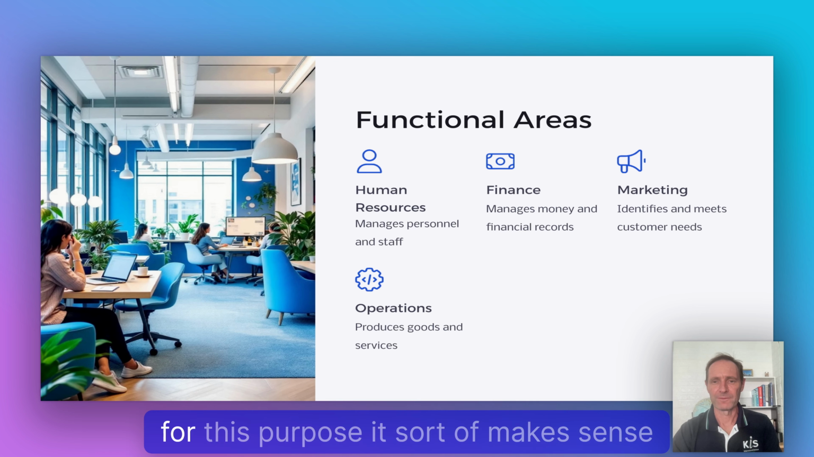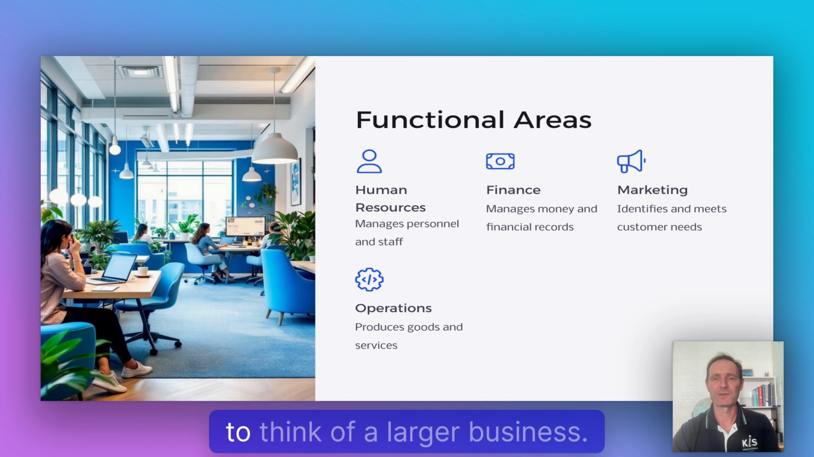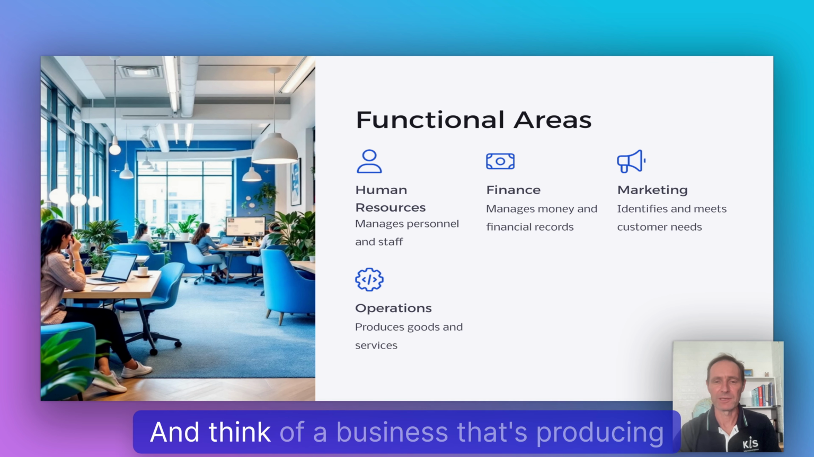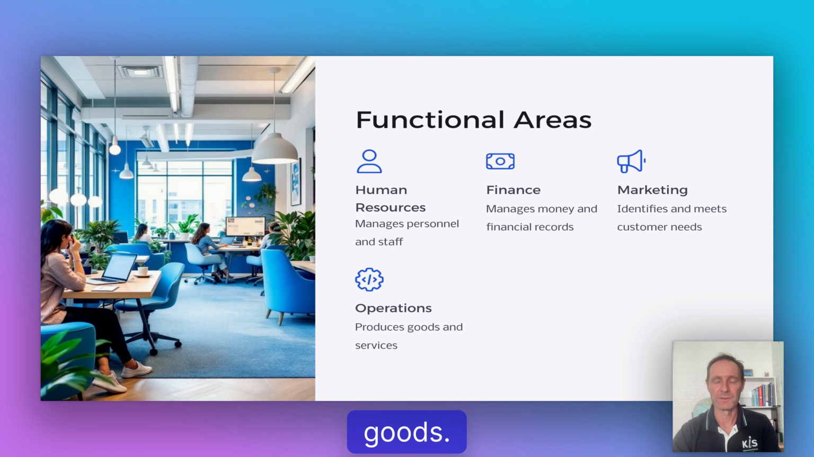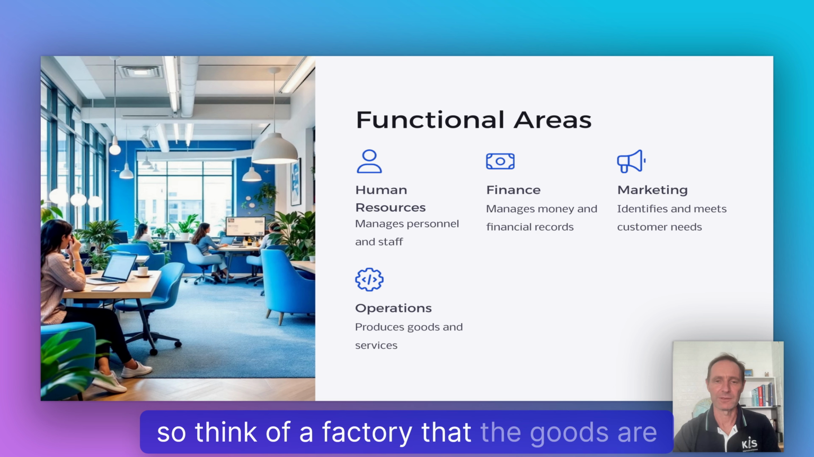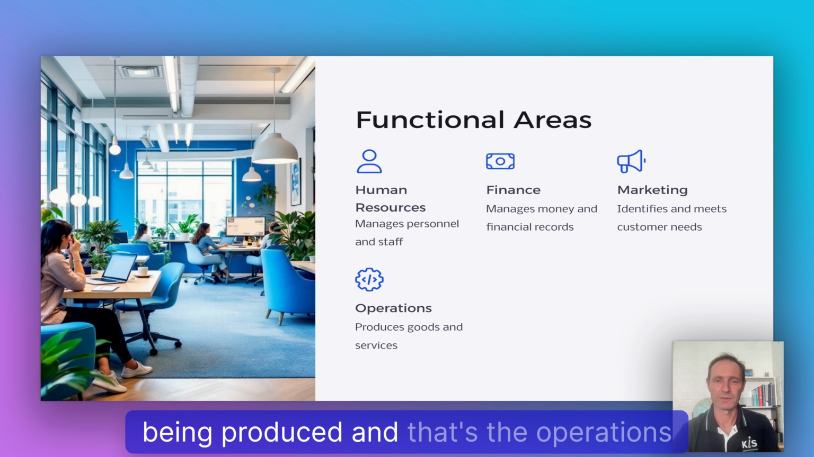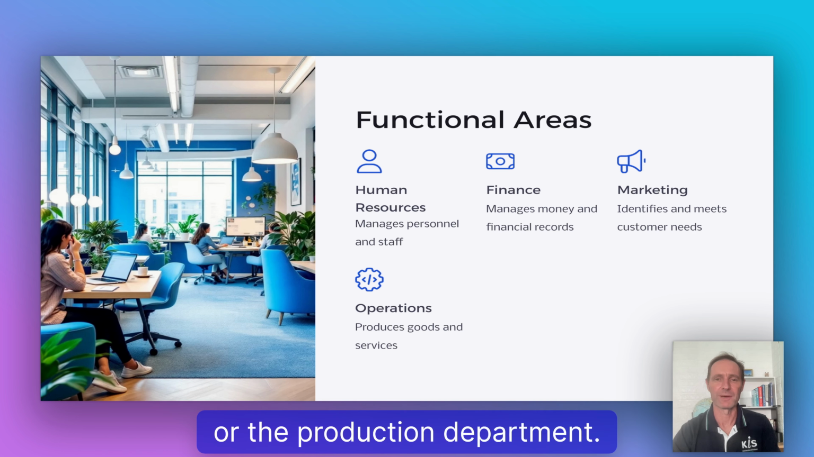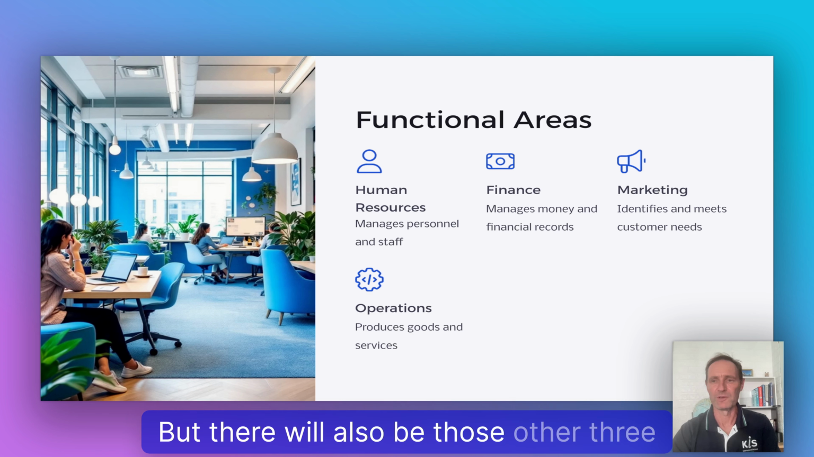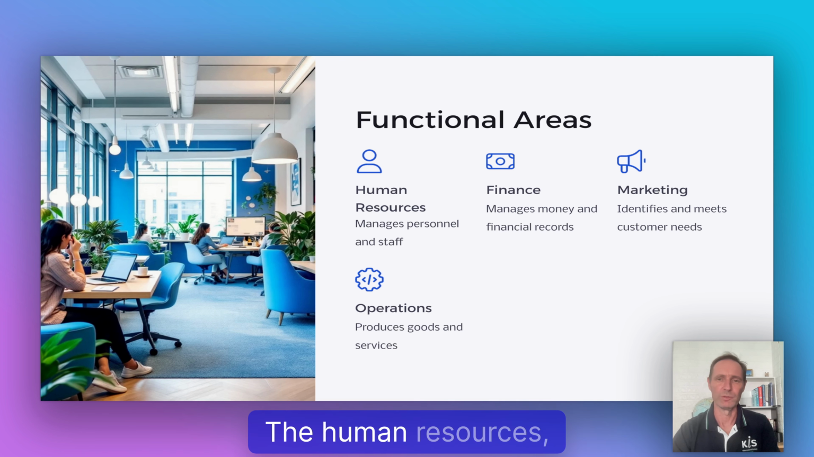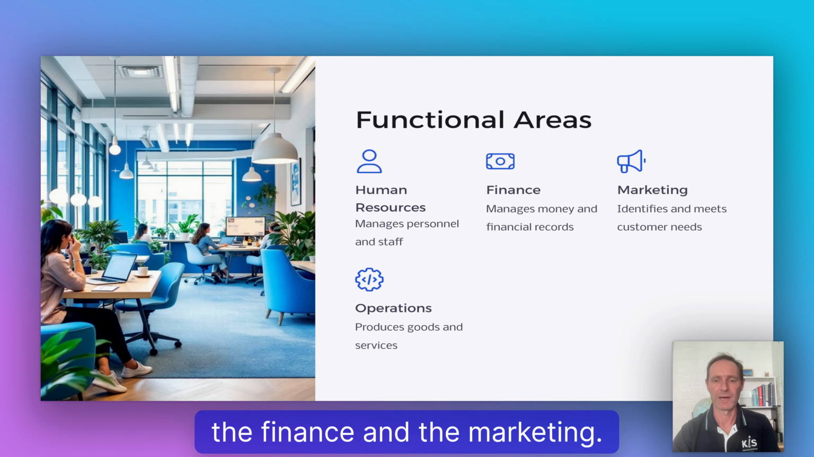So for this purpose, it makes sense to think of a larger business and think of a business that's producing goods. So think of a factory where the goods are being produced, and that's the operations or the production department. But there will also be those other three departments as well: the human resources, the finance, and the marketing.